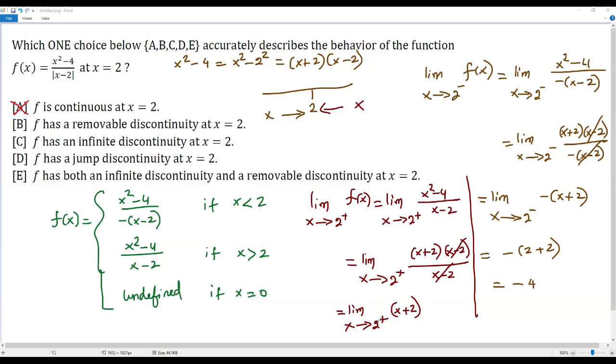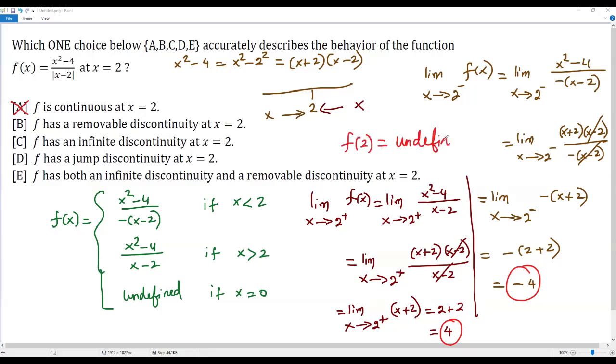So now what I need to do is plug in this 2 for x over here. When I do so, I'm getting 2 positive 2, which becomes 4. Now I got the left side limit of 2, which is negative 4, and also the right side limit of 2, that is positive 4. So the left side limit and the right side limit of 2 for the given function are not equal. Moreover, we already know that f of 2 is undefined.